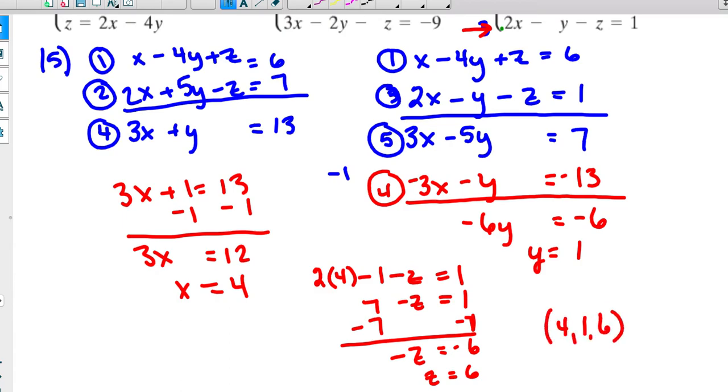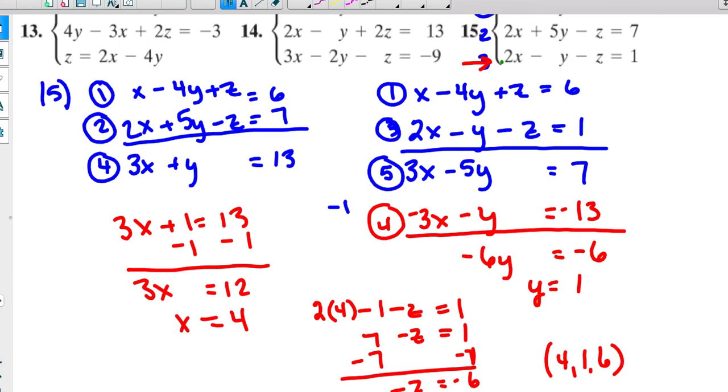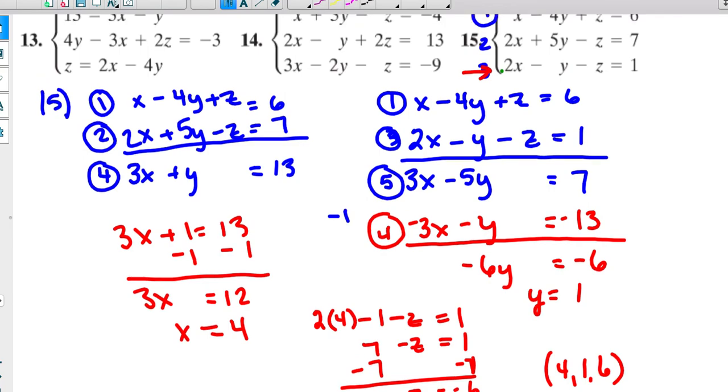Not a bad idea to check that answer in, say, the first or second equation since we put it into the third one. So you have 2 times 4, which is 8, right? If we take this 4, 1, 6 and put it here, you would have 8 plus 5 minus 6. 8 plus 5 is 13. 13 minus 6 is 7. That matches. So, yep, we're good.